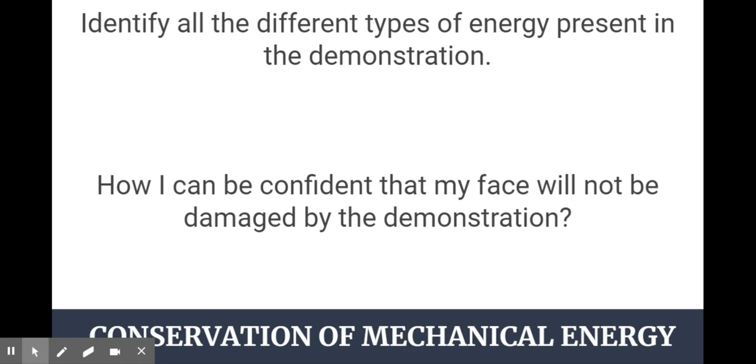First, identify all the different types of energy that are present. Then I want you to explain how the person could be confident that their face will not be damaged by the demonstration. Well, first off, different types of energy. There's definitely some initial gravitational potential energy. That happens throughout this presentation.